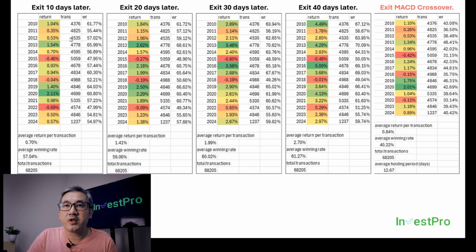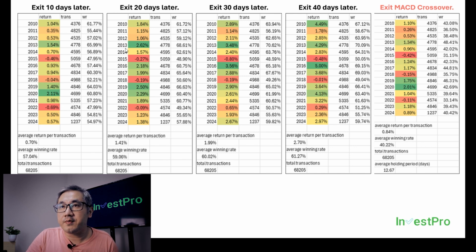So this is the result when you are using the MACD crossover to enter to buy the stocks, but you just sell it 10 days later regardless, all right? So you need to look at the average return per transaction here, which is 0.7%, average winning rate 57.04%, with the total transactions of 68,205. So this happens across 14 years.